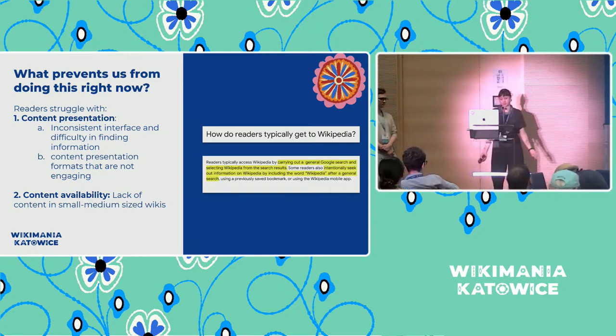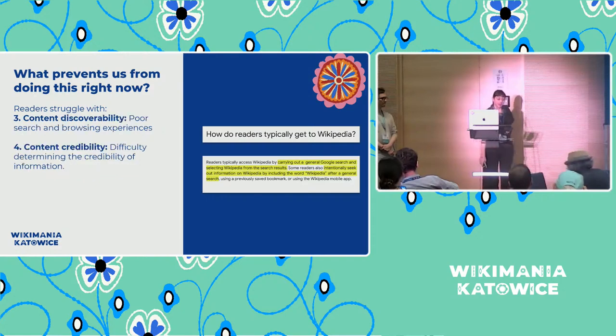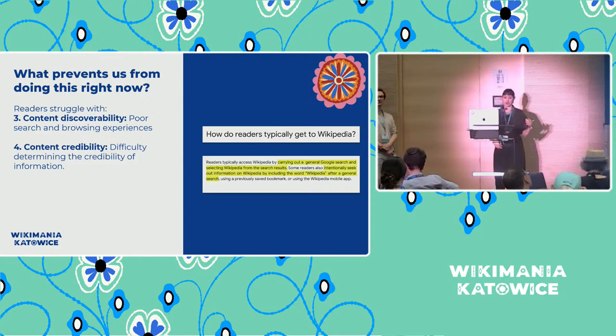The next is content availability. So we do know this. We're not going to talk about this as much today, but there's still very large content gaps on a lot of wikis, especially small to medium-sized projects. Afterwards, content discoverability. Whereas our first issue was, I'm trying to find this fact and I can't find it in this really long article, this is more looking at that issue in a span or throughout a different session.